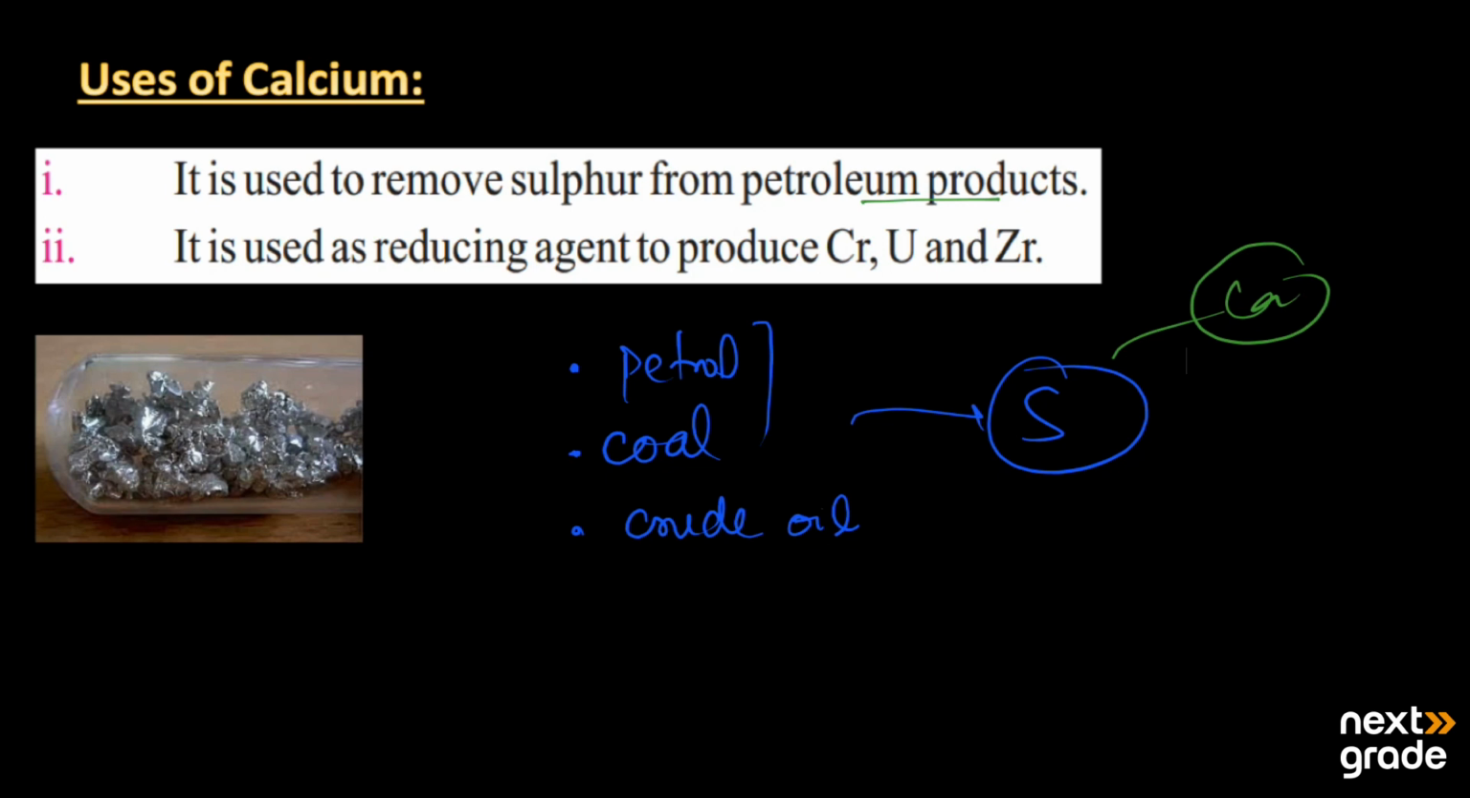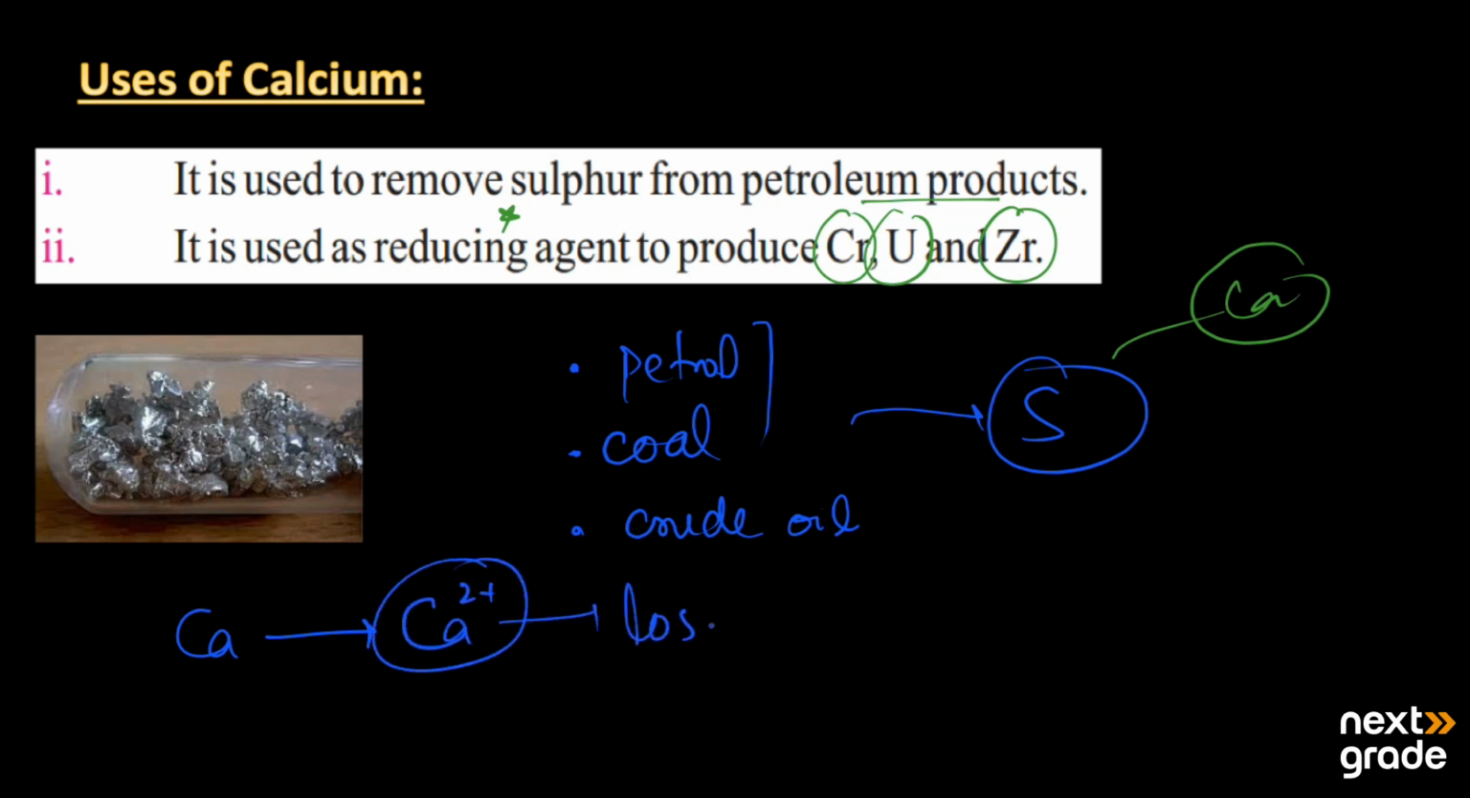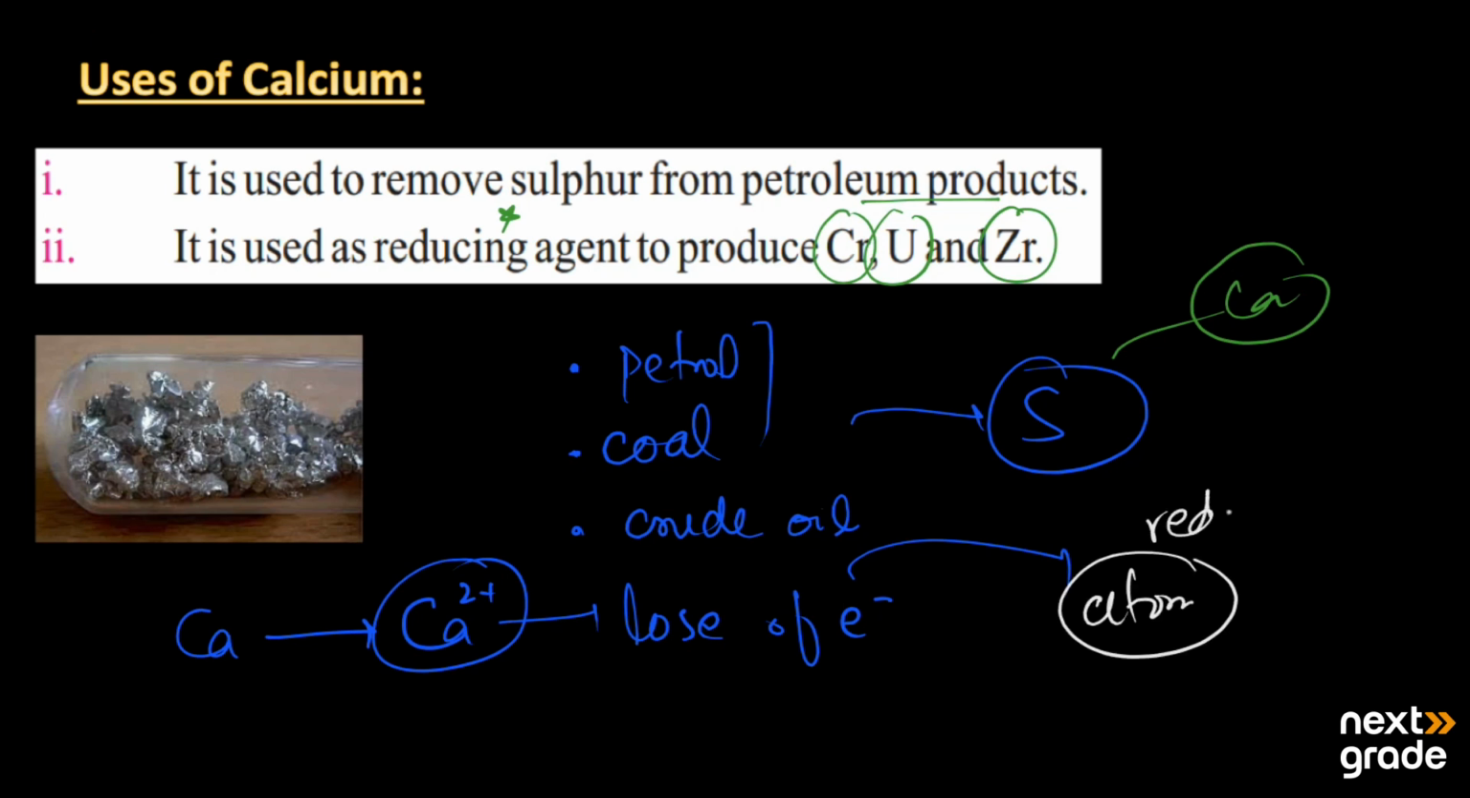We have to use calcium to remove that sulfur. Then the second use of calcium here is as a reducing agent to produce chromium, uranium, and zirconium. As calcium contains two electrons in its valence shell, by losing two electrons it carries a charge of positive 2. So its lost electrons can be gained by the atoms of other elements, which in turn get reduced. So calcium has a high power of reducing others. This is a simple picture of calcium.